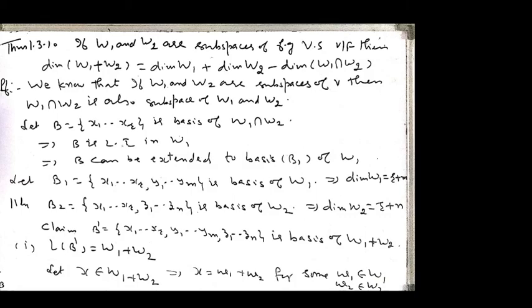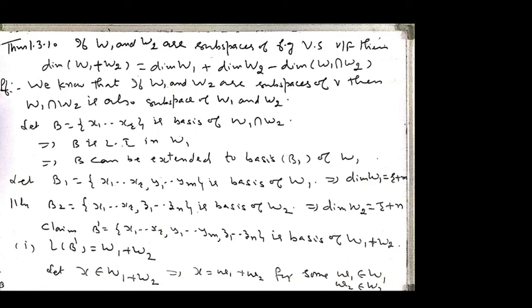Hello students, next we are going to do a theorem. If W1 and W2 are subspaces of a finitely generated vector space V over F, then dimension of W1 plus W2 is equal to dimension of W1 plus dimension of W2 minus dimension of W1 intersection W2.